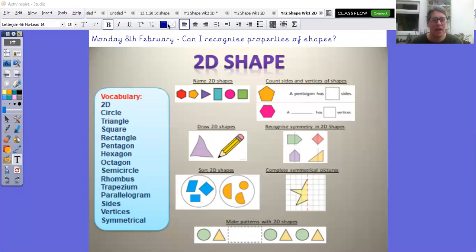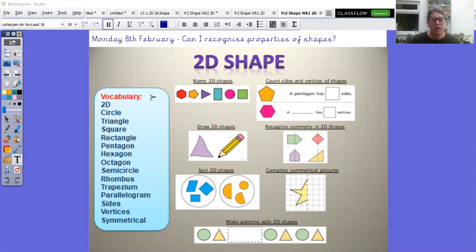Hello everybody. Today is Monday the 8th of February and this week we're going to be looking at 2D shapes. We're going to be looking at naming 2D shapes, counting the sides and the vertices of shapes, drawing 2D shapes, recognizing symmetry and completing symmetrical pictures. We're going to sort 2D shapes and then we'll be making patterns from them.